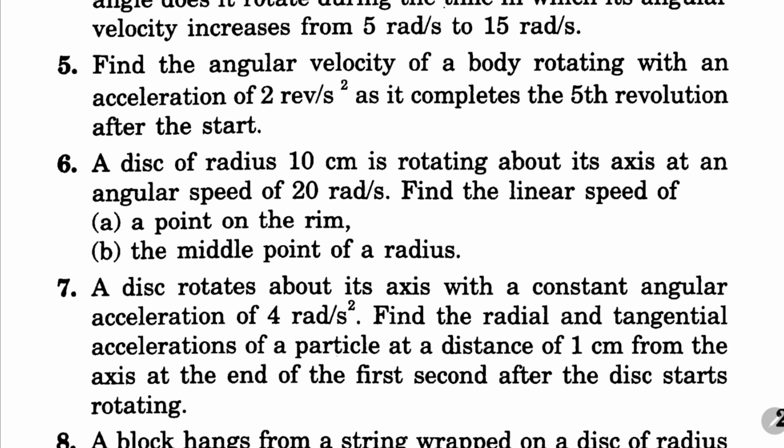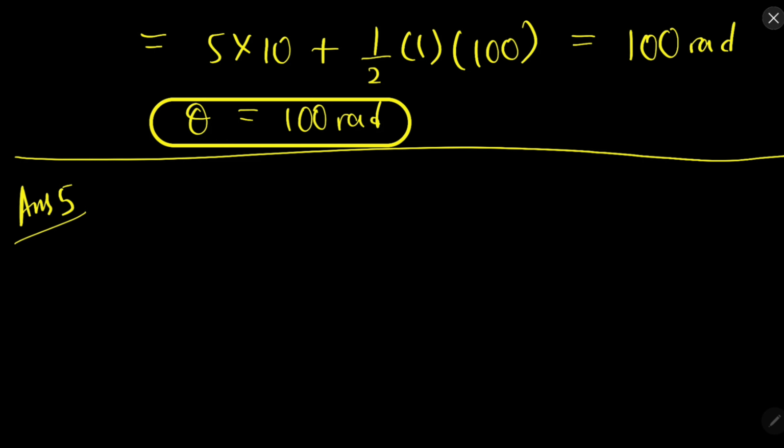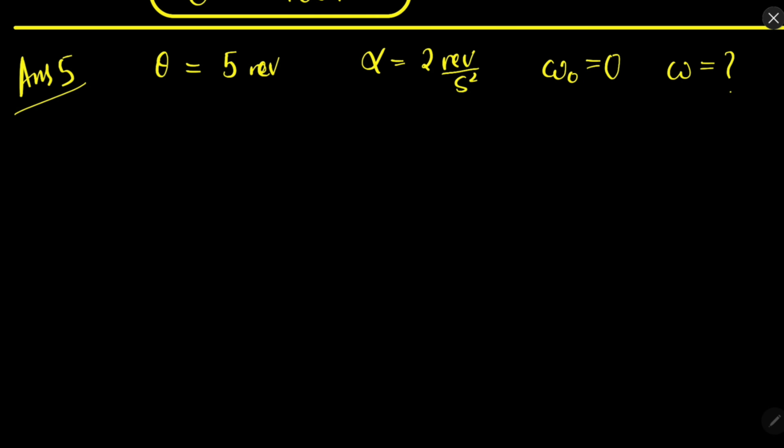Now we need to find the angular velocity of a body rotating with acceleration of 2 revolutions per second square, and it completes the 5th revolution after the start. So the 5th one. What do we have? We have theta is 5 revolutions, alpha is 2 revolutions per second square, omega naught is 0, and we need to find the final angular velocity.